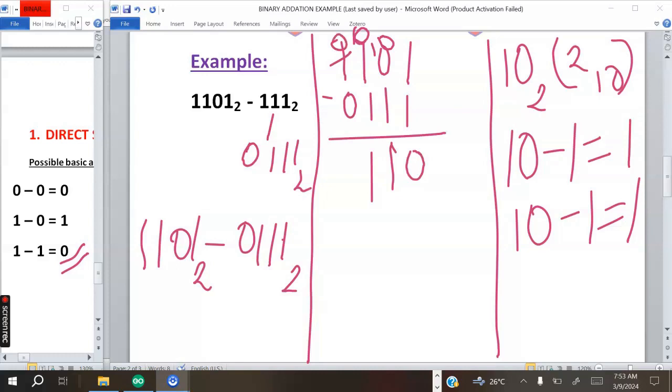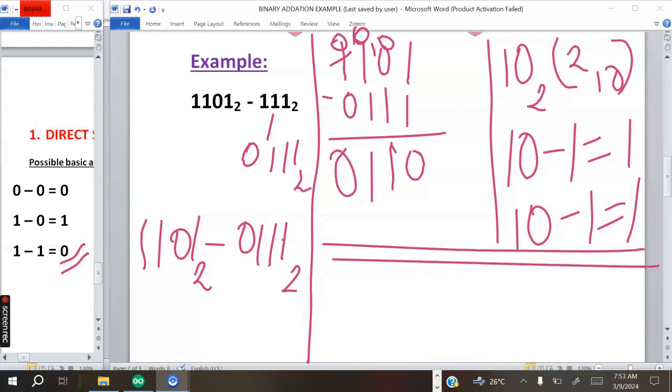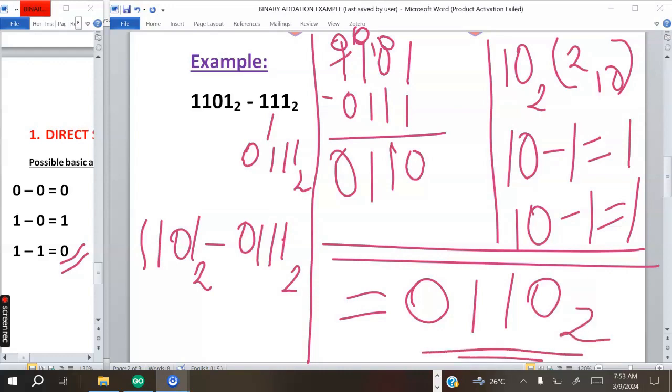Now this one takes us to this rule, 0 minus 0 is equal to 0. Since we borrowed the 1, it remains with the 0. Therefore, we have this 0 minus the 0, we get 0. Therefore, the answer that you're supposed to give to your lecturer is 0, 1, 1, 0 base 2. So this is the final answer for our case.